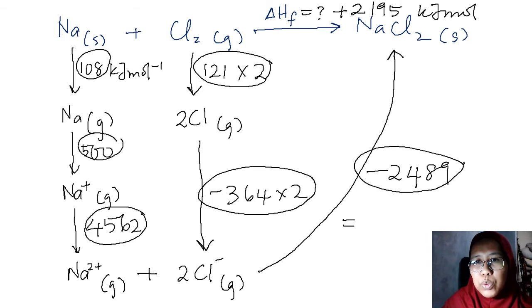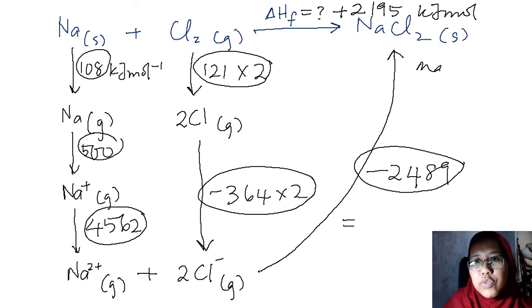So this proves that NaCl2 will not exist at standard condition, because in order to exist in standard condition, the delta H formation must have a negative sign. Heat is released. Okay, I want to talk about the marks for this Born-Haber cycle.